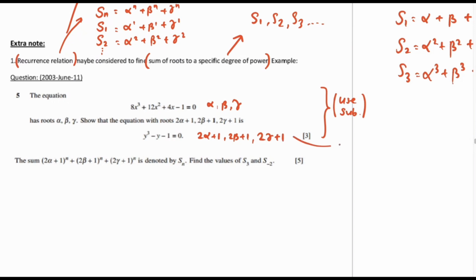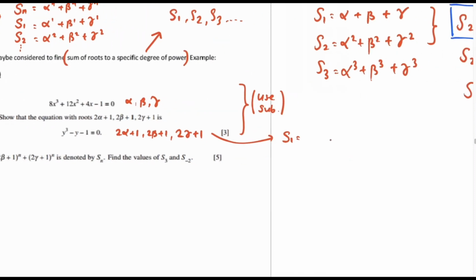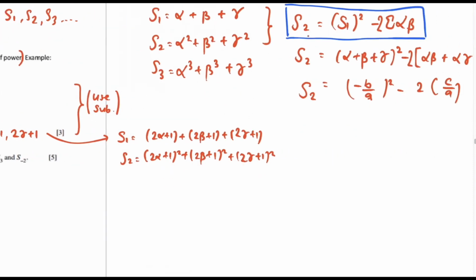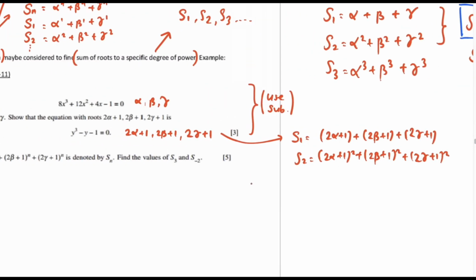And because of that, we need to know that our S1 is now 2 alpha plus 1, 2 beta plus 1, 2 gamma plus 1. That is S1. And our S2 is (2 alpha plus 1) squared, (2 beta plus 1) squared, and (2 gamma plus 1) squared. And that is S2, and so on. So of course, again, we can make use of the relationship like this: S2 equals S1 squared minus 2 sum of alpha beta. So we can make use of this relation to relate these two. That's the recurrence relation. Okay, so that is one thing.